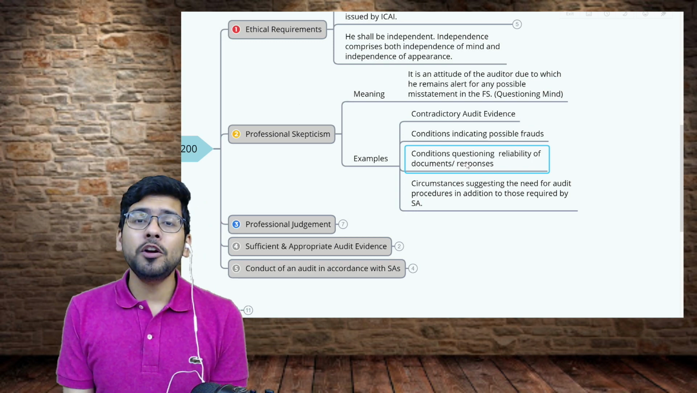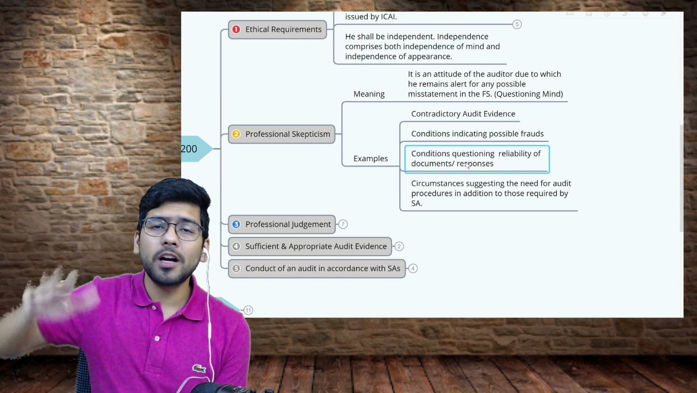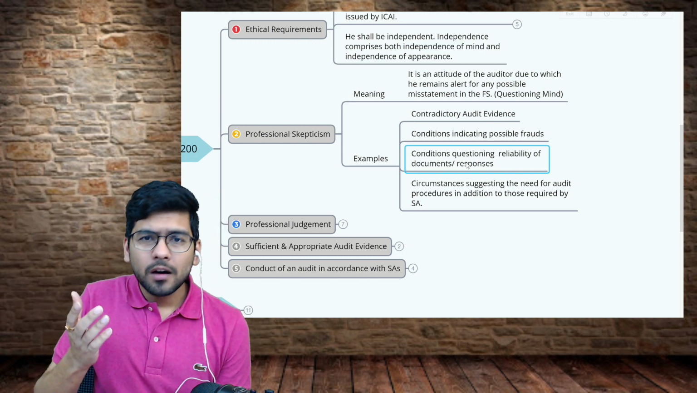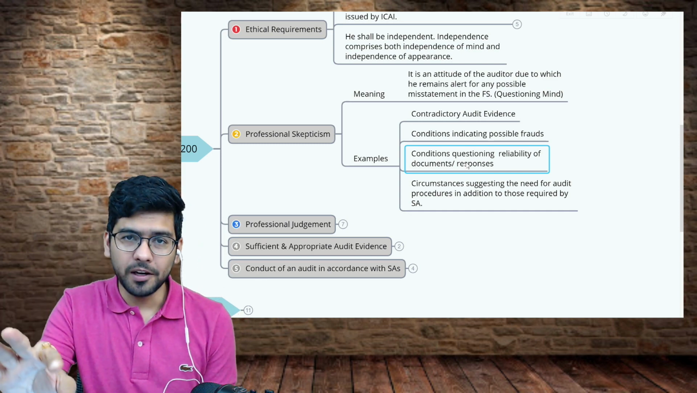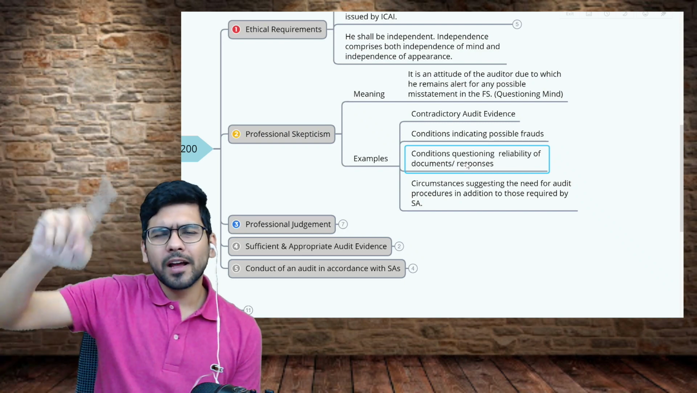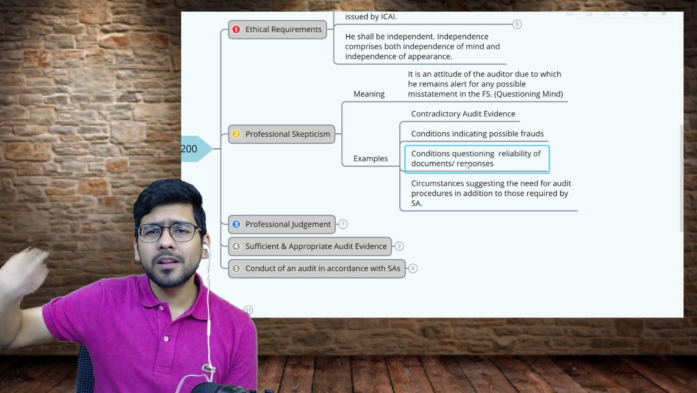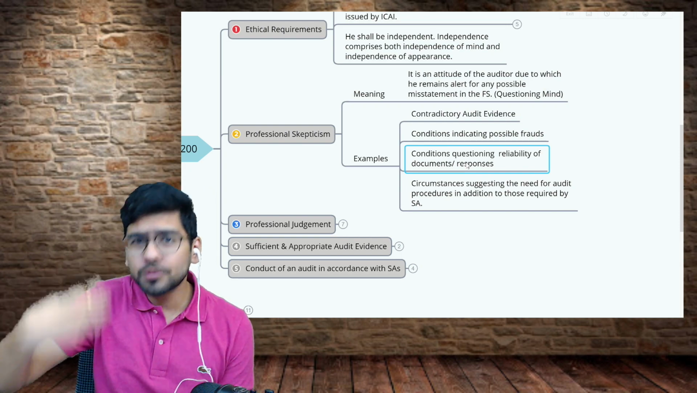Now, reliability of documents. Let's say I am verifying the land and building of the client. They produced a photocopy of the title deed. When I ask for the originals, they say, okay sir, it is in the bank, we'll give it tomorrow. And this way they are just delaying it and not producing the original document.